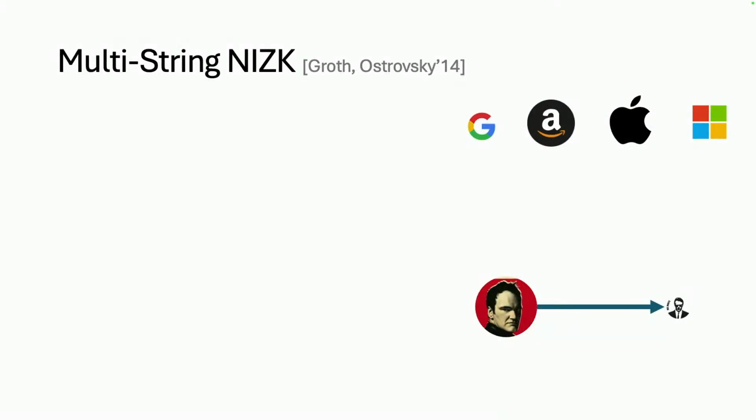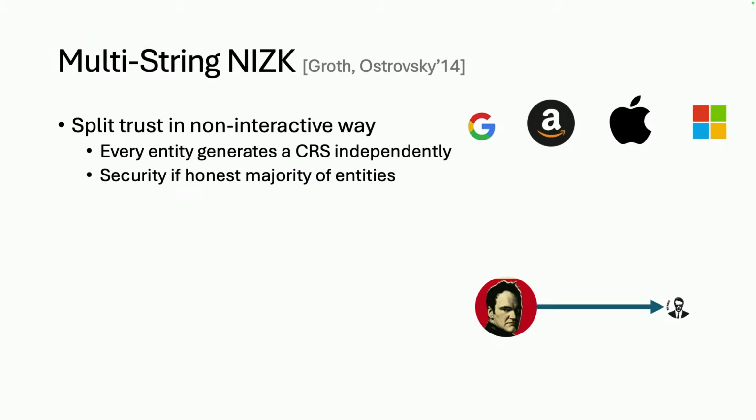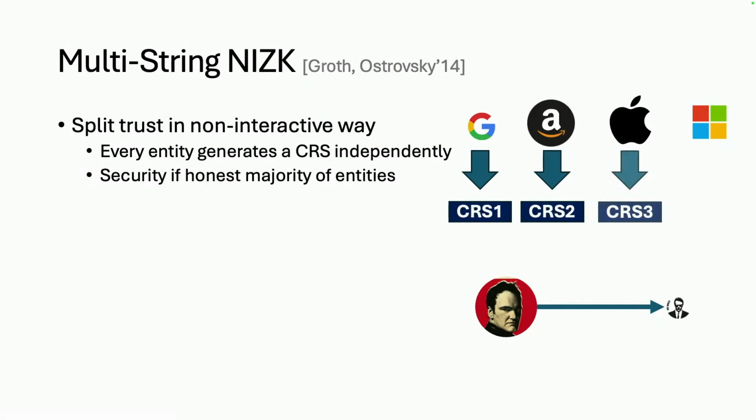At least in theory, there's a very elegant solution by Groth and Ostrovsky. They define the notion of multi-string NISCs. They want to split the trust, but in a non-interactive way. So each of these entities generates its own CRS. And now there's a protocol. The prover and the verifier see all these CRS, and we have the guarantee that as long as we have an honest majority among these entities, the protocol will be secure, I mean, sound and zero knowledge.